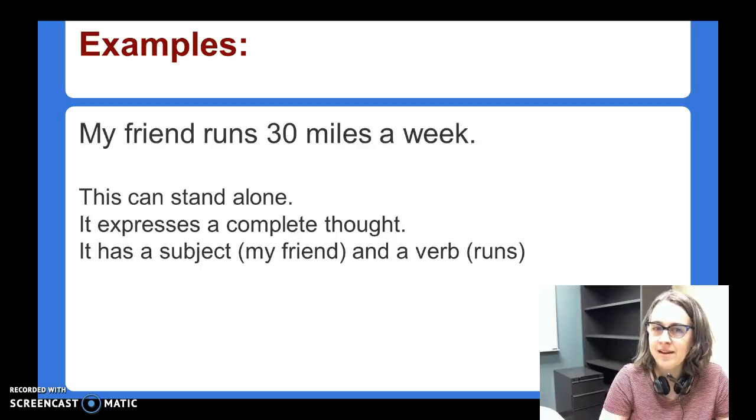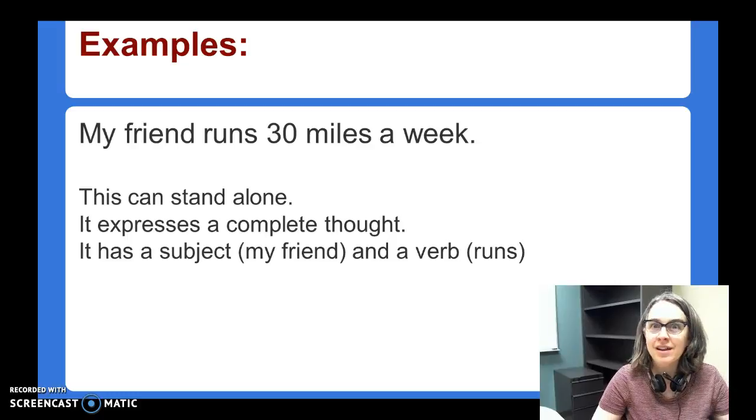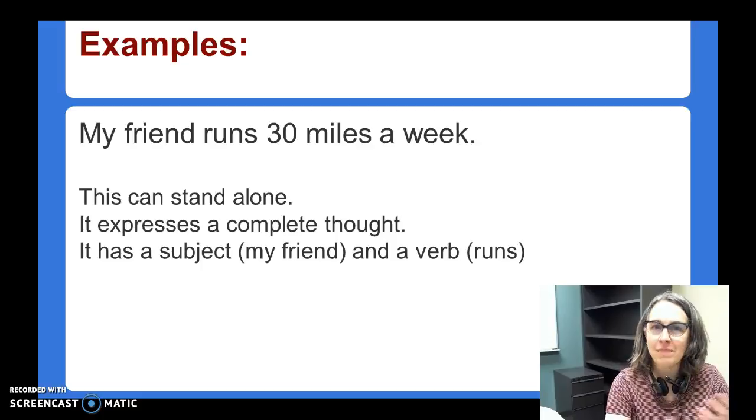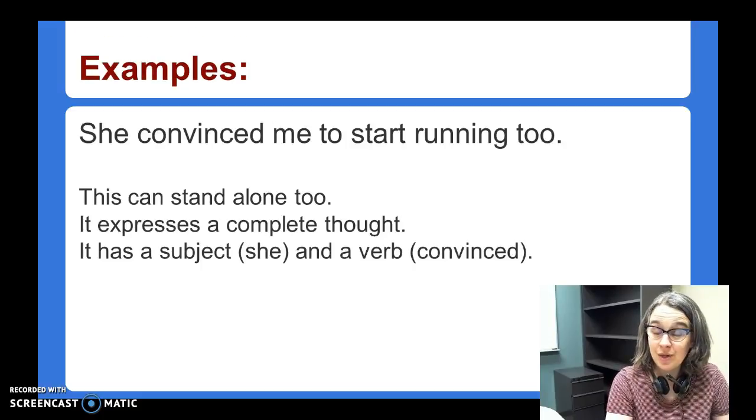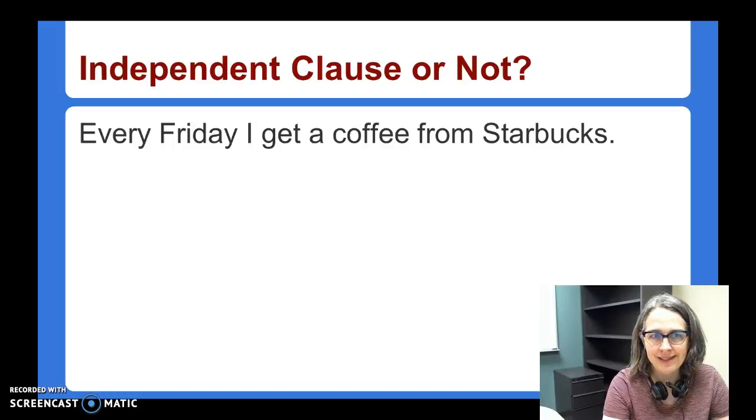So for example, my friend runs 30 miles a week. It can stand on its own, expresses a complete thought, and it has a subject and a verb. If I flung open the door and said, hey, my friend runs 30 miles a week, and I closed the door, you would know what I was talking about. It would make sense. She convinced me to start running too. Also stands on its own, expresses a complete thought, has a subject and a verb. So this is the test that I just talked about. If you walked in the door and said it and closed the door and left, would it make sense to people? So that's one way to think about complete sentences or independent clauses.